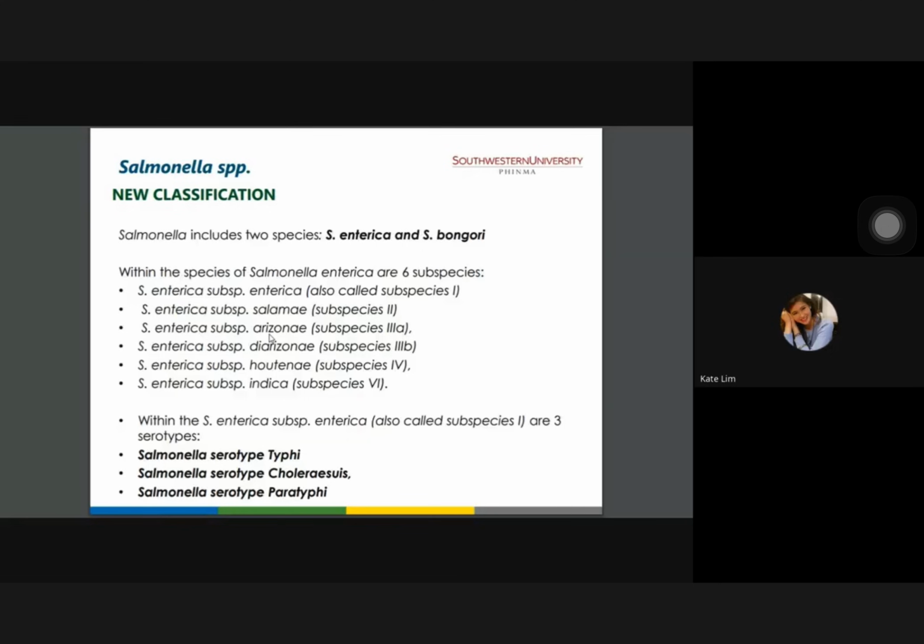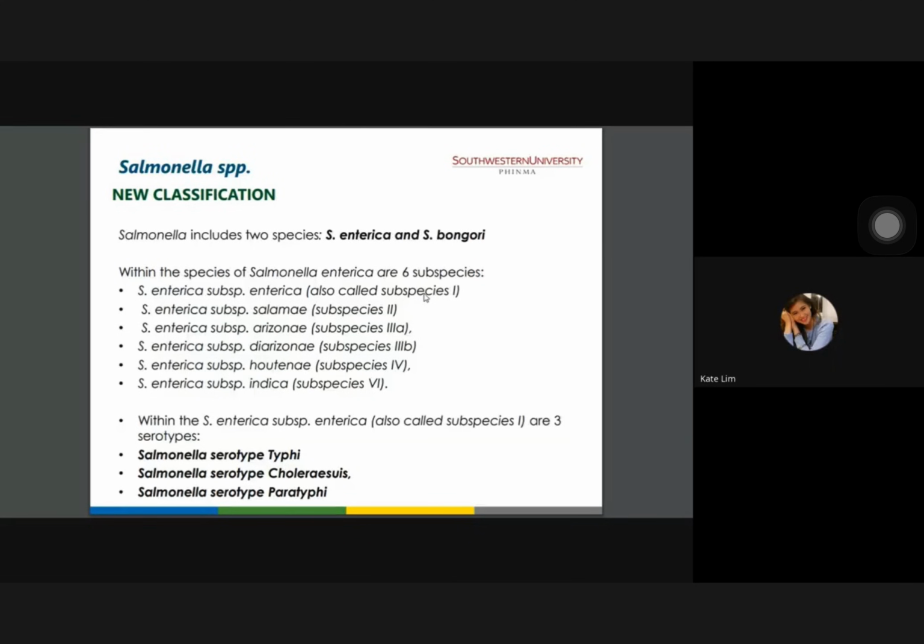So we have Salmonella and enterica. Salmonella enterica, that would be your species for Salmonella, very common species of Salmonella. Salmonella enterica and Salmonella bongori. So your Salmonella enterica is subdivided into 6 subspecies. So what are these subspecies?